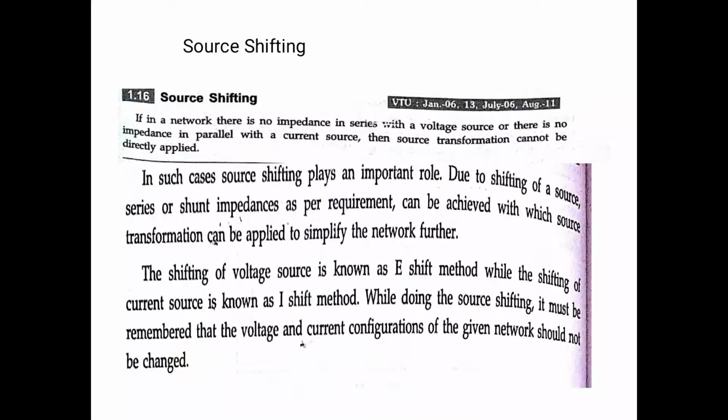The next topic is source shifting. Here, current source and voltage source, always two sources. If in the network there is no impedance in series with the voltage source, or no impedance in parallel with the current source, then source transformation cannot be directly applied. In such cases, source shifting plays an important role. Due to the shifting of the source, series or shunt impedance as per the requirement can be achieved, so that transformation can be applied to simplify the network further.